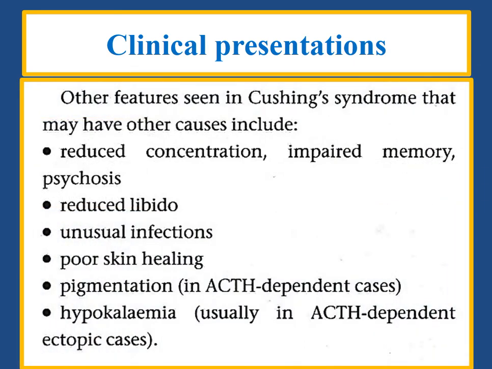Other features seen in Cushing syndrome that may have other causes include reduced concentration, impaired memory, psychosis, reduced libido, unusual infections, poor skin healing, pigmentation, for example in ACTH-dependent cases, and hypokalemia, usually in ACTH-dependent ectopic cases.